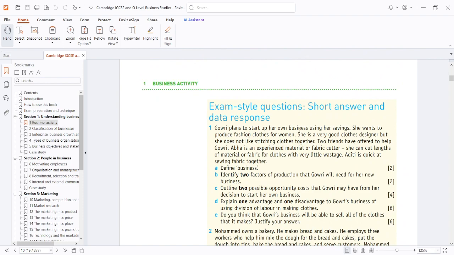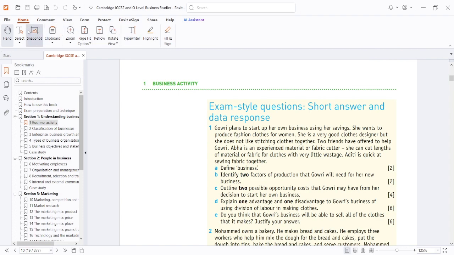Gauri plans to start her own business using her savings. She wants to produce fashion clothes for women. She's a very good clothes designer, but she does not like stitching clothes together. Two friends have offered to help Gauri. Alba is an experienced material or fabric cutter. She can cut lengths of material or fabric for clothes with very little wastage. Aditi is quick at sewing fabrics together.